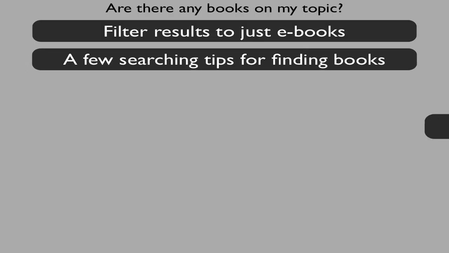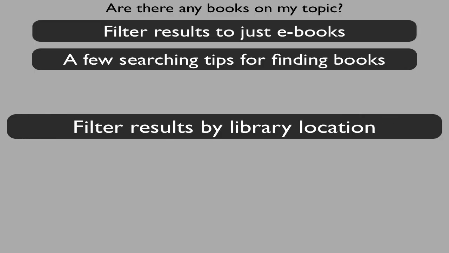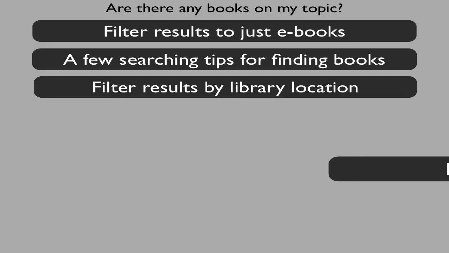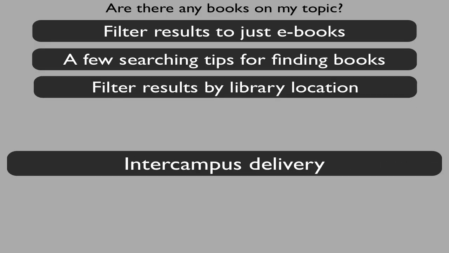You'll see how to filter your search results to just books that are located in the particular library that's most convenient for you. I will also show you how to get a book delivered to the library that's most convenient for you to visit, even if that Columbia library where the book lives is actually 50 blocks away. That's the Morningside Health Sciences delivery service.